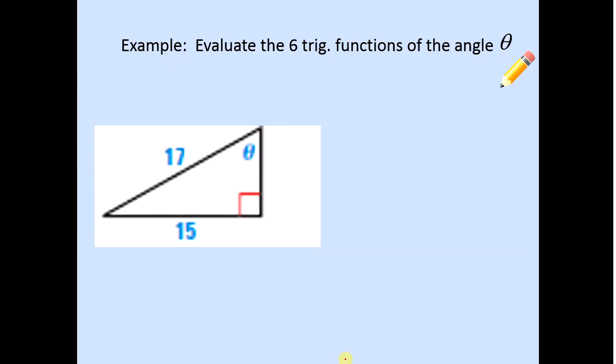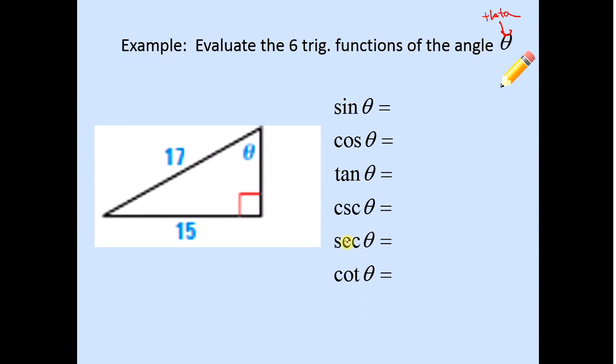Here's the very first example you're going to want to have in your notes. We're going to evaluate the 6 trig functions for the angle theta. This is what is known as theta. Okay? That's the name for that symbol. It's a Greek letter. So sine theta, cosine theta, tangent theta, cosecant theta, secant theta, and cotangent theta.